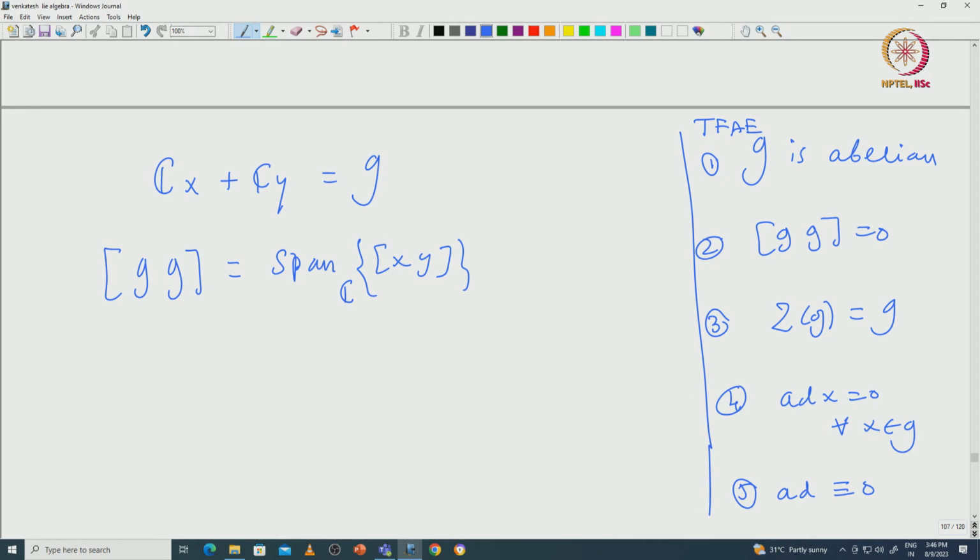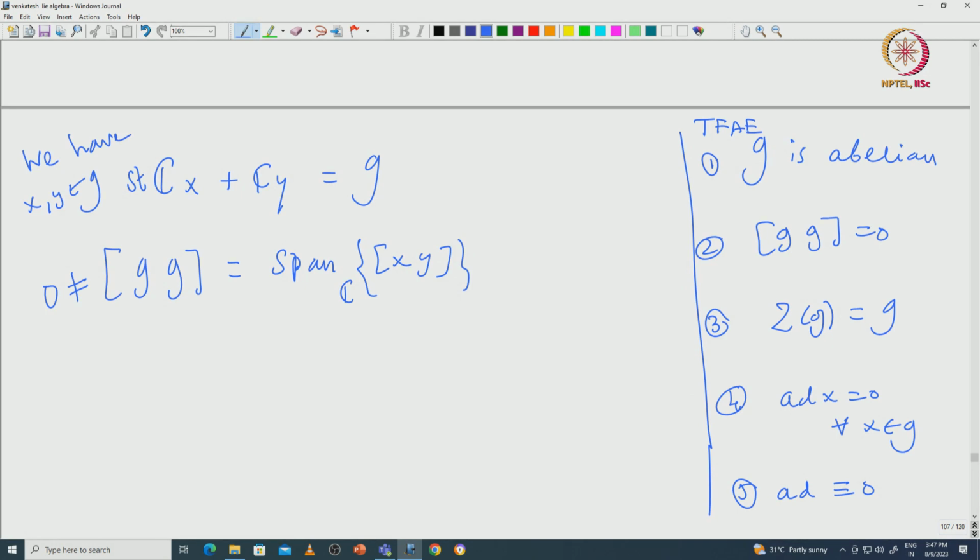Now, this is actually a non-zero space. So, you can get x and y, a basis of G, such that this bracket [x, y] is non-zero. We already proved one exercise: whenever you have two elements in G such that bracket [x, y] is non-zero, then both elements must be linearly independent. You can also use that. So, that means we have a basis x, y in G such that this happens.